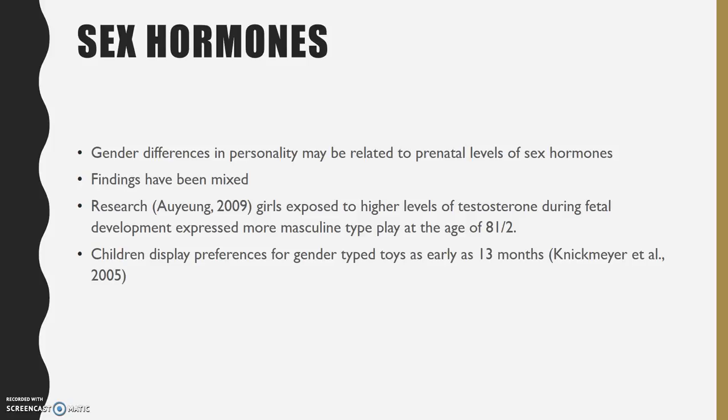They've looked at girls and boys and what kind of toys they seem to go for, and a study by Nick Meyer in 2005 and colleagues. I'm not sure if Nick Meyer is a male or female, but Nick Meyer and colleagues found that as early as 13 months, children are displaying preferences for gender type toys. So, girls preferring dolls and boys preferring things like cars and trucks as early as the age of 13 months. And the idea is that something about the sex hormones, either during prenatal development or after, are causing those gender differences.